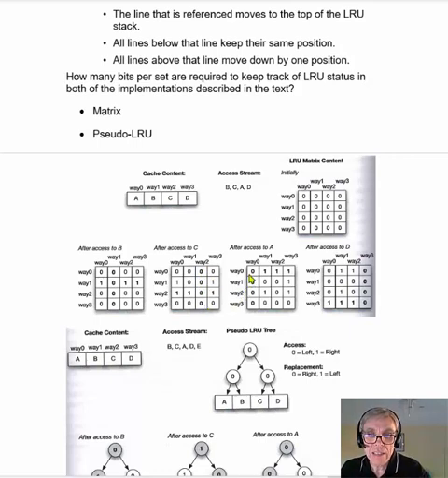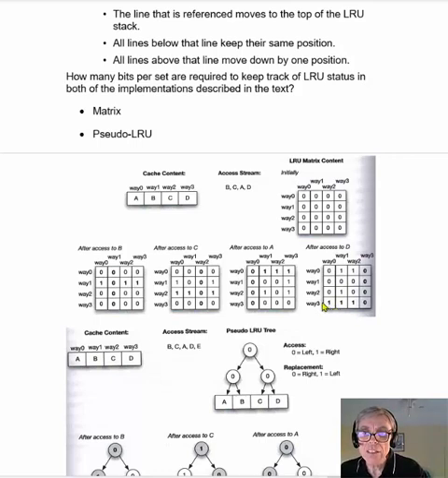And then A is accessed, so the first row is set to all ones and the first column is set to all zeros. Lastly, D is referenced, and this causes row D to be set to all ones, and the column for way 3 to be set to all zeros. And so now we can read out the results.